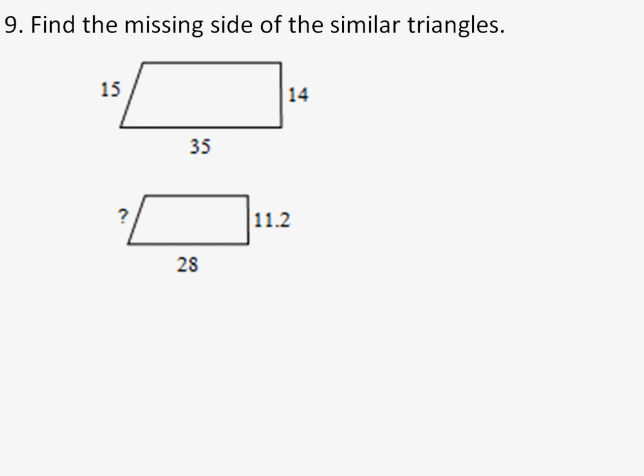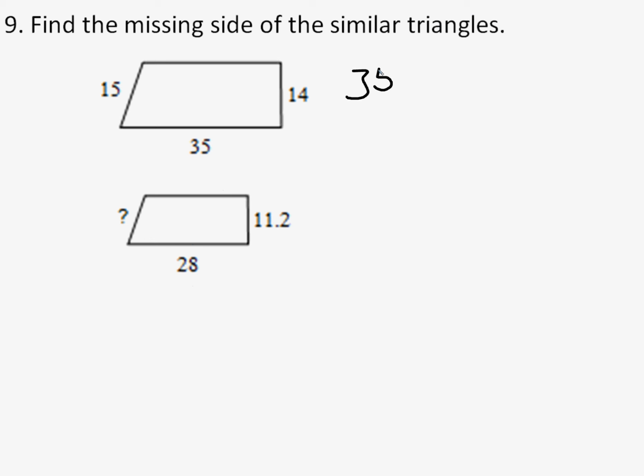Next one is an application that we learned about similar figures. We can use proportions to solve similar figures. So what we want to do here is we want to find the relationship between these two similar quadrilaterals. And so we find corresponding parts that we know both of them. We could use the 14 over the 11.2, or we can use the 35 over the 28. I would use the 35 over 28. Then I just can avoid using decimals.